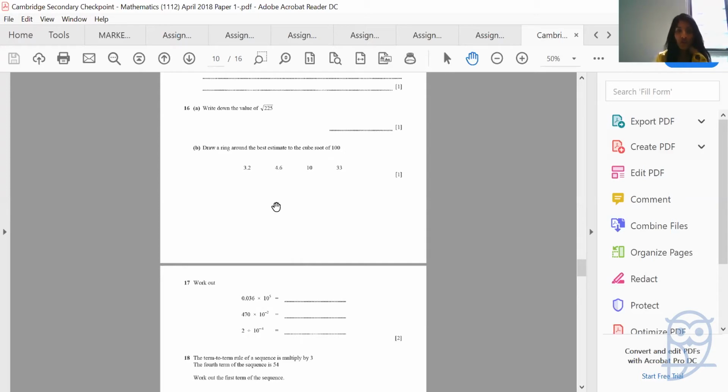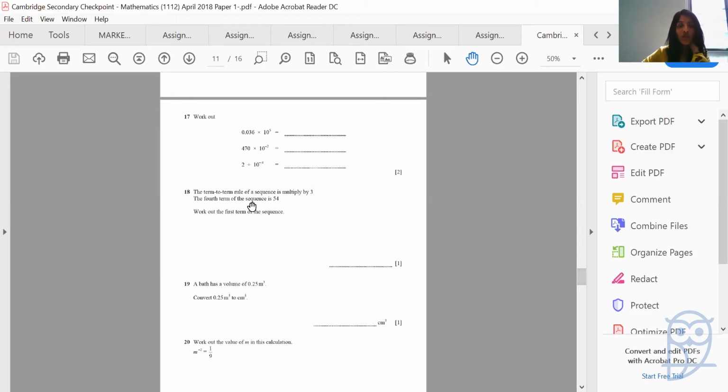So the only one that could be the estimate of the cube root of 100 is 4.6, because 4.6 times 4.6 times 4.6 gives 97.33, which is the closest to the cube root of 100. Okay, so now let's look at our next question.